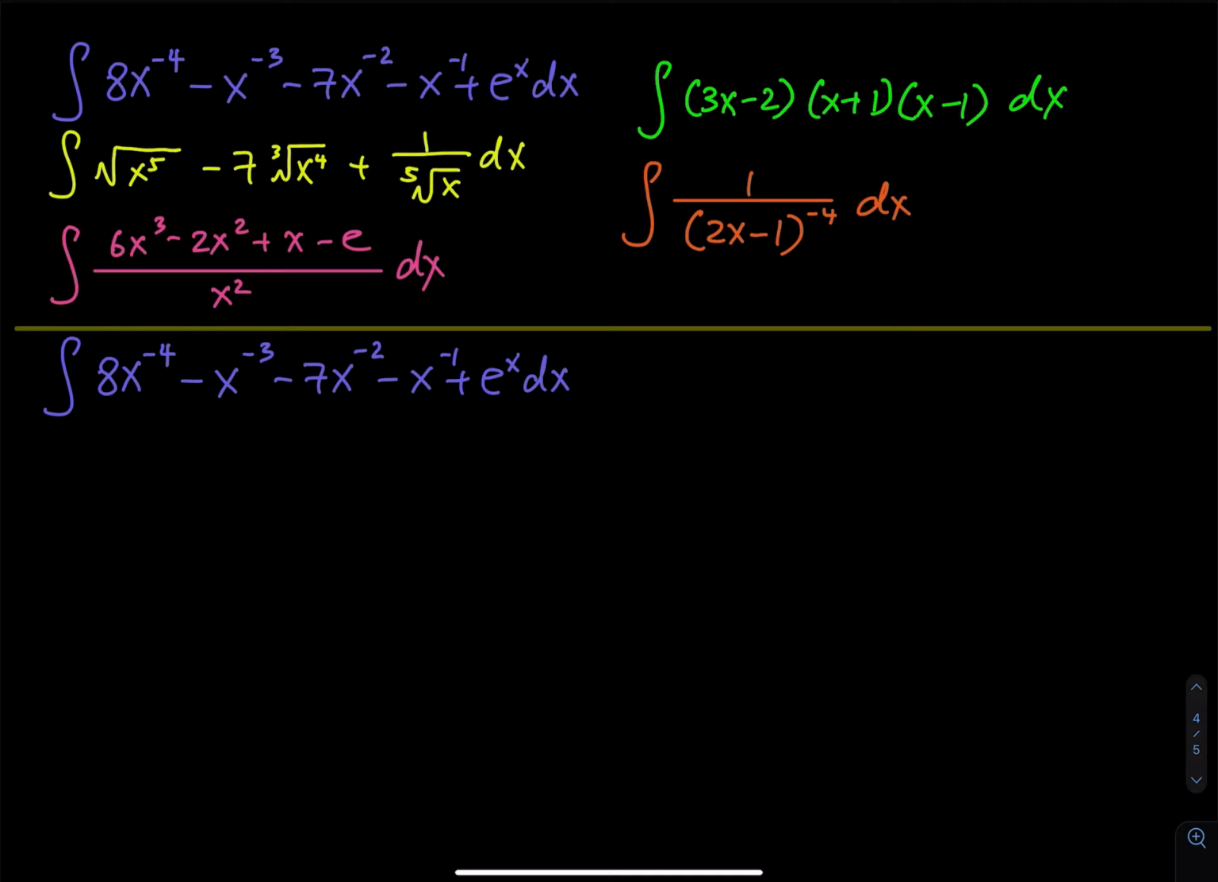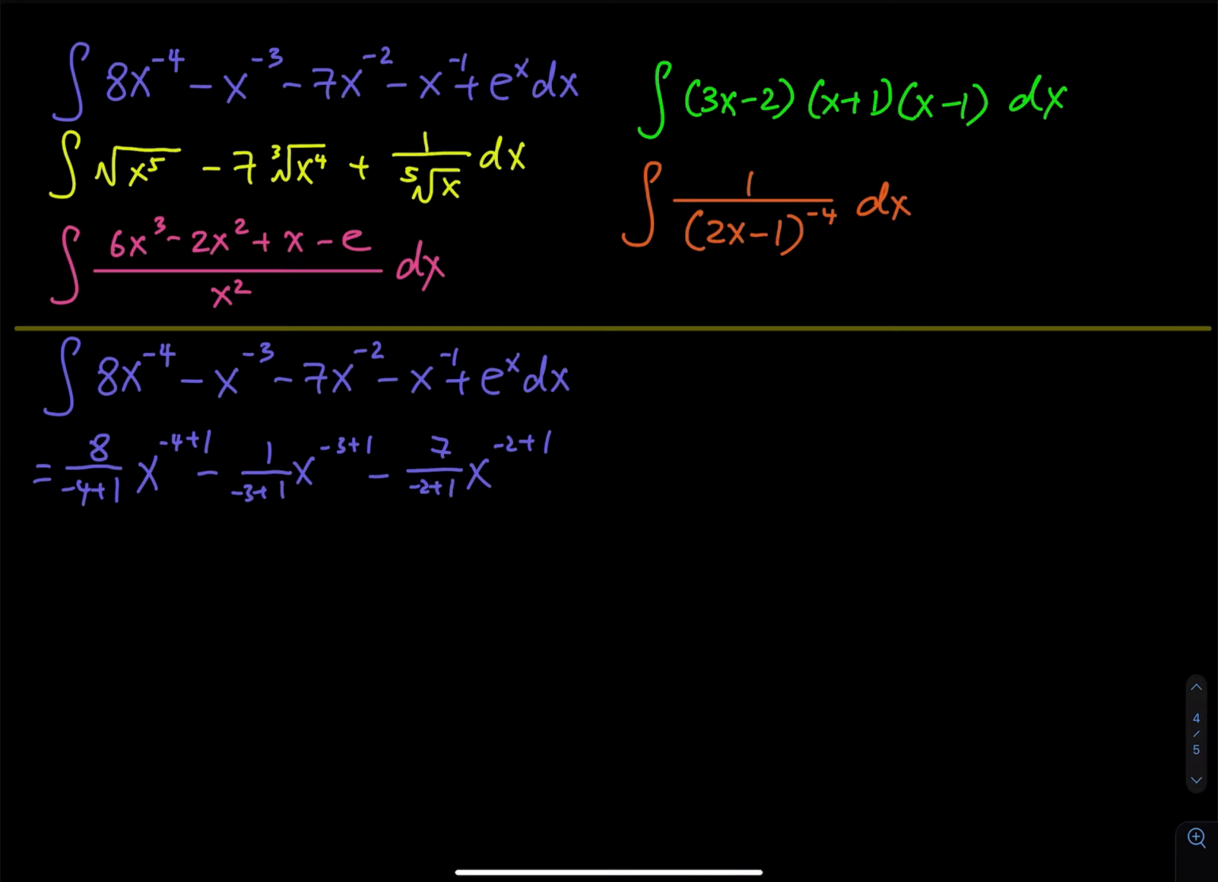So for the integration, the first step is you take the power and then you add 1 to it and then bring the entire piece to the denominator. So let me match the color. We have x to the -4 plus 1 and then 8 divided by the whole thing, and then minus x to the -3 plus 1, 1 divided by the whole thing, and then minus x to the -2 plus 1 and then 7 divided by the whole thing.